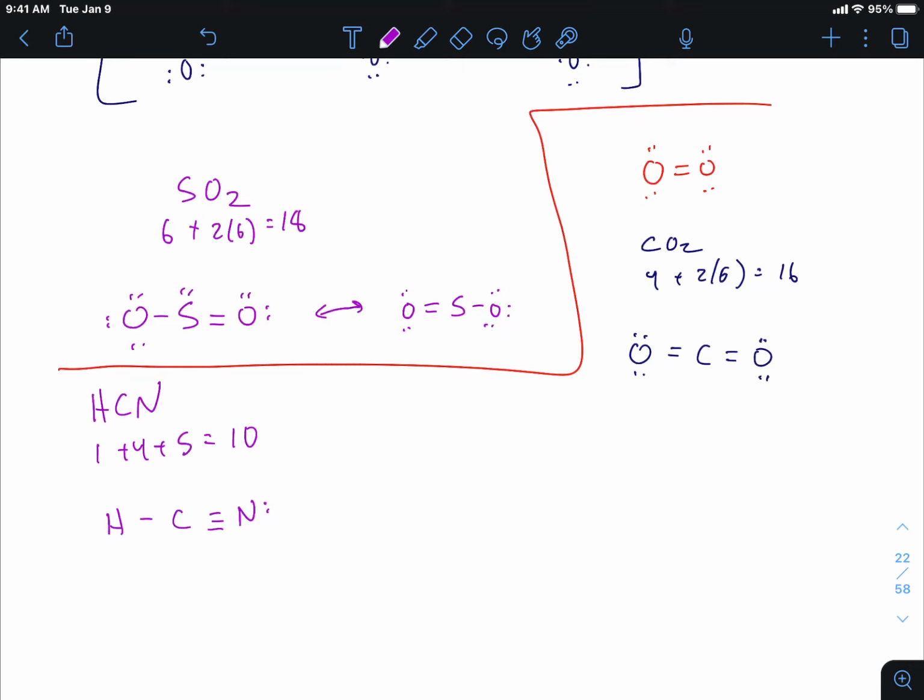Can I draw that triple bond on the other side? No. Why? Hydrogen is too small. Hydrogen can only make one bond. So resonance is not possible here. Are you guys getting to see the idea of when a resonance can or cannot happen? Okay.